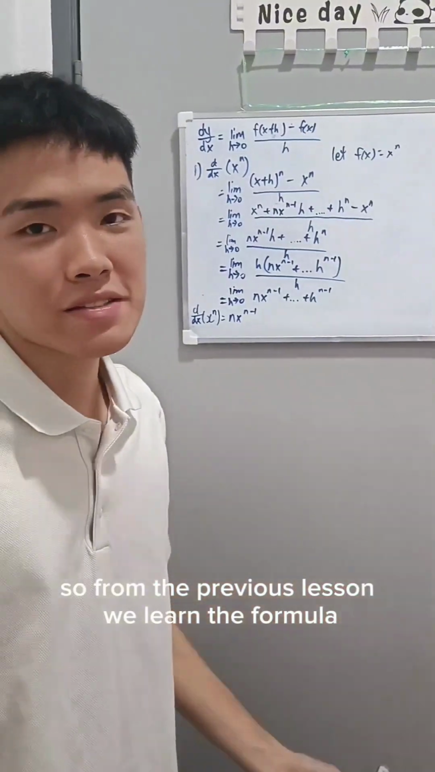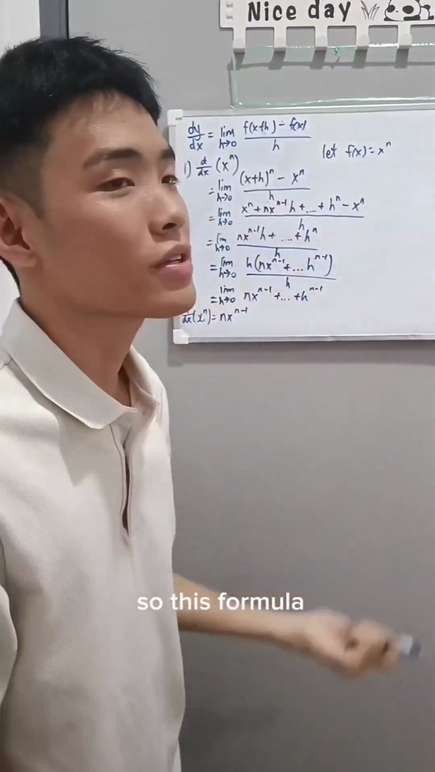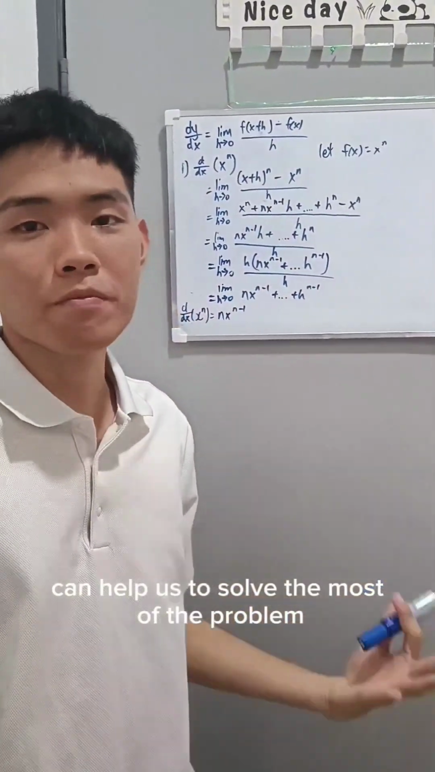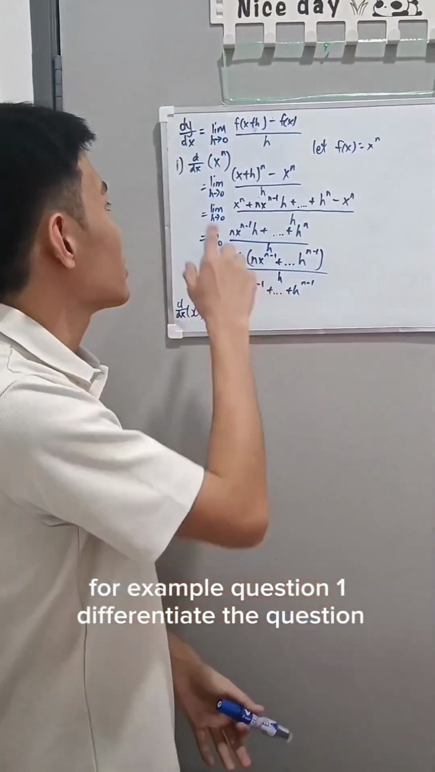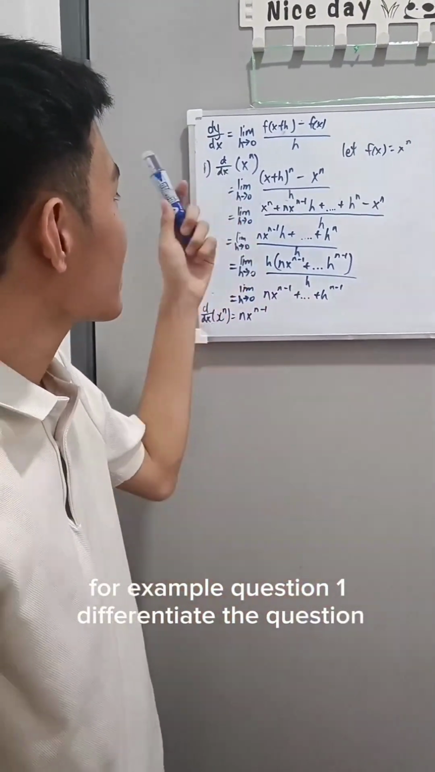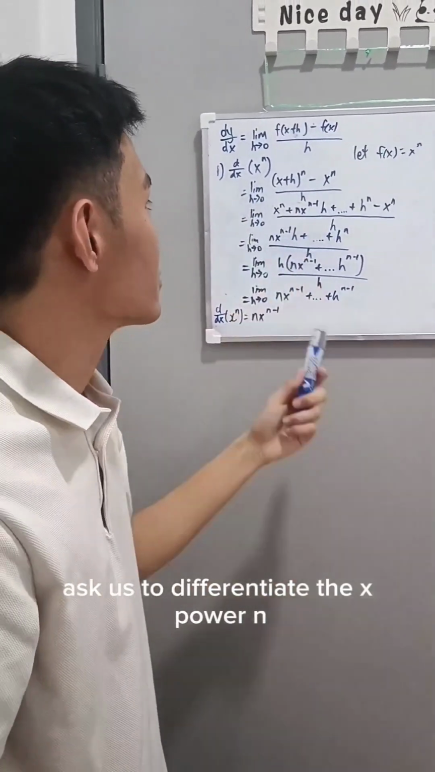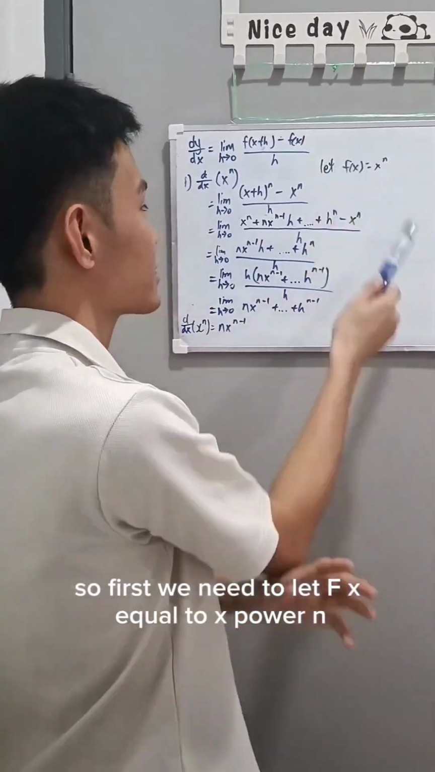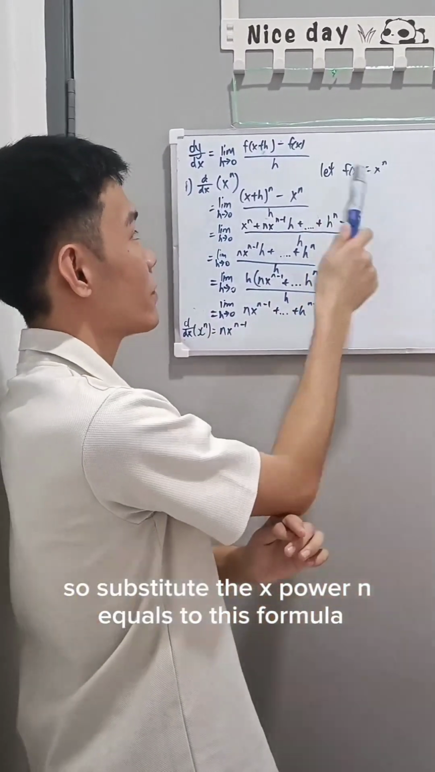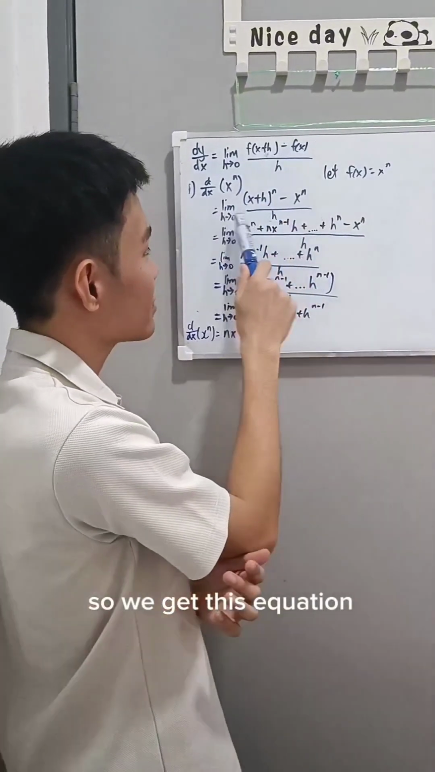From the previous lesson, we learned this formula. This formula can help us to solve most of the problems involving differentiation. For example, question 1: differentiate x to the power of n. First we need to let f(x) equal x to the power of n. Substitute x to the power of n into this formula. So we get this equation.